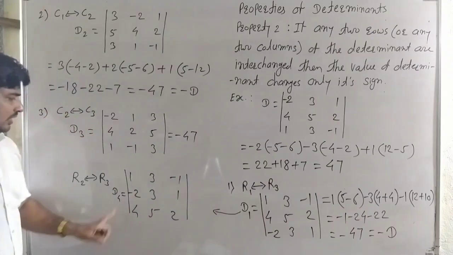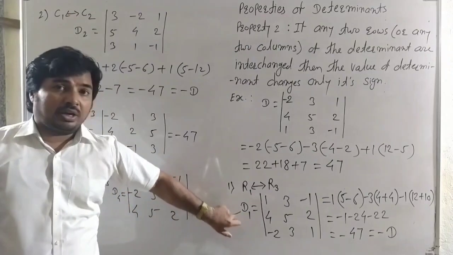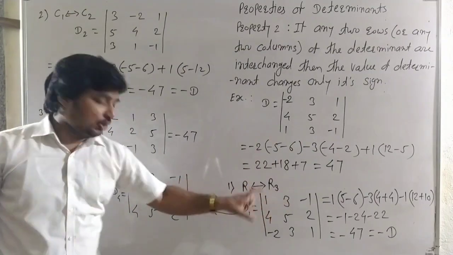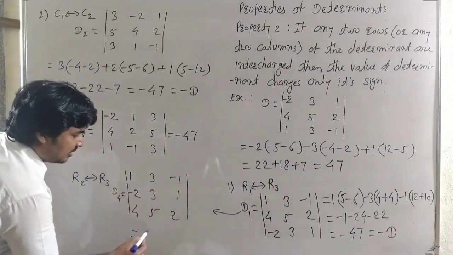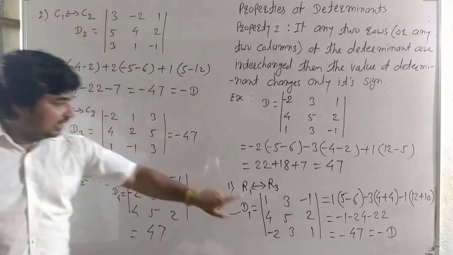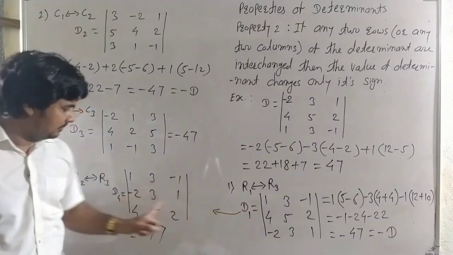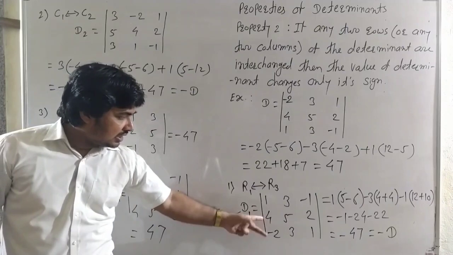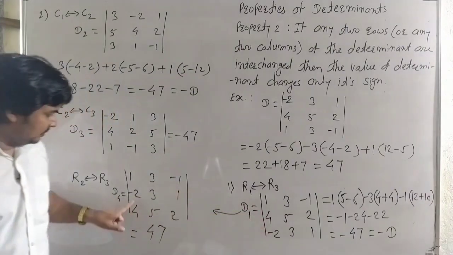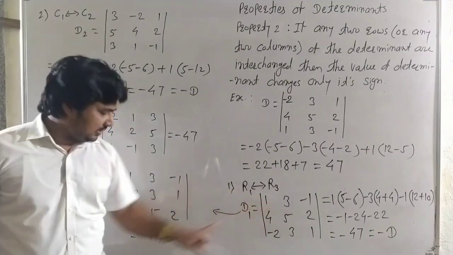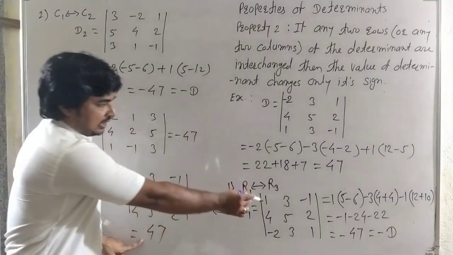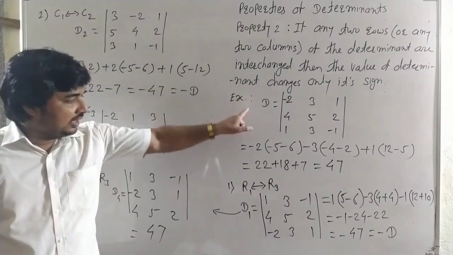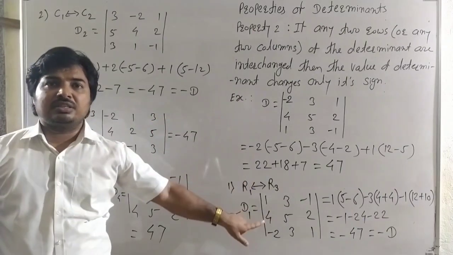See carefully, here we interchange in this determinant. Now it is the original determinant, and the value of this determinant is minus 47. So the value of the original determinant is 47, because in this determinant we interchange R2 and R3, and the value of this determinant is minus 47. So it is 47. Here it is the original determinant; when we interchange this, it changes the sign.